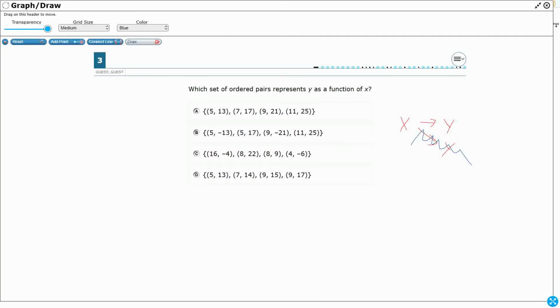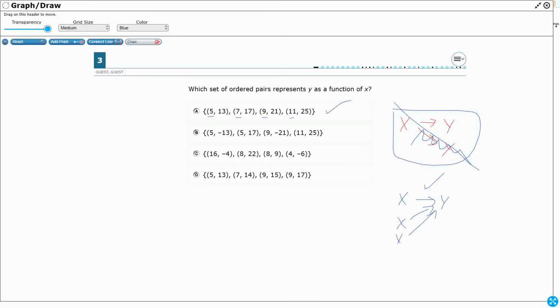Look at your x's first. 5, 7, 9, 11. Well, that's fine. I don't have any x's repeating, which means it doesn't matter. What you can have is multiple x's going to the same y. That's fine. What we can't have is this right up here. That is what we can't have. So since all the x's are different, that's going to be it.